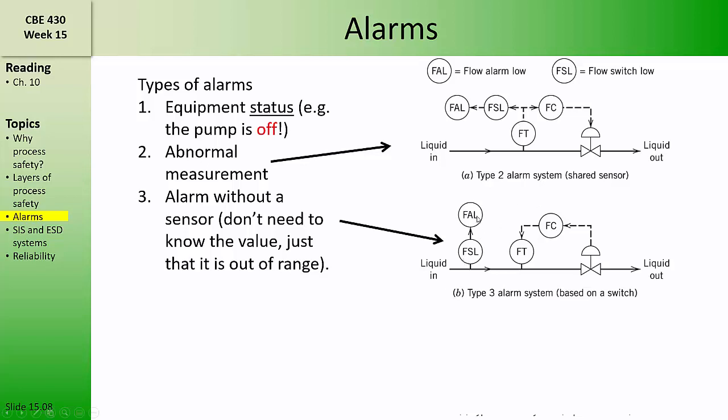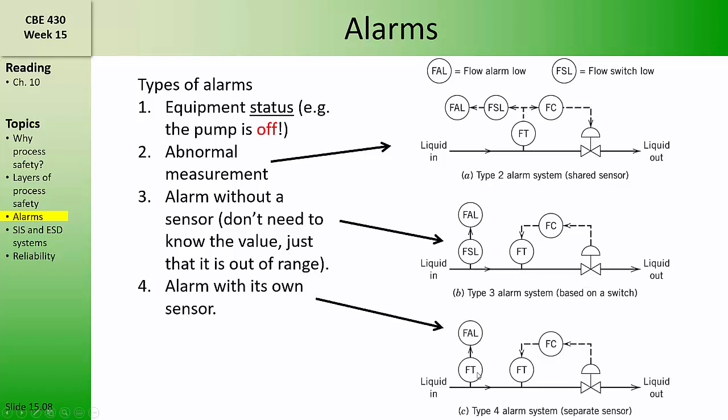In this case, the flow alarm does not need to know the actual value of the flow rate, it just needs to report that the flow rate is out of range. Other times, an alarm will have a sensor and a transmitter associated with it, so that in addition to indicating that the flow rate is out of range, it can also indicate the value of the flow rate. Safety instrumented systems and emergency shutdown systems are always designed with their own sensors and transmitters that are independent from the basic process control system.